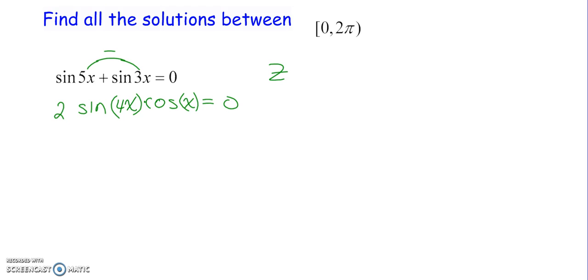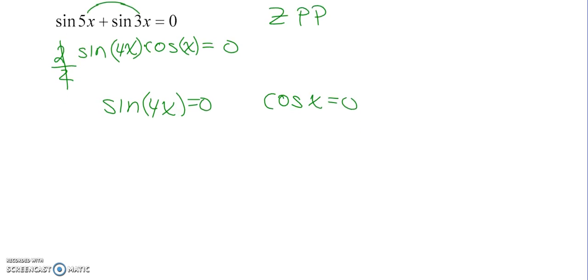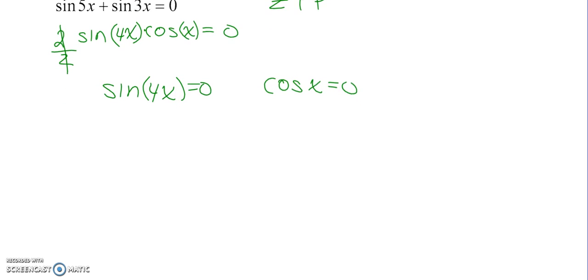So I'm thinking zero product property. I'm going to set up 2 equations here. And in theory, the 2, I could really divide everything by 2, so I can kind of ignore it. If you put it into one of your equations, it's not going to make a difference. The two equations we need are sine 4x equals 0 and cosine x equals 0. Well, the question is, sine of what values is equal to 0?